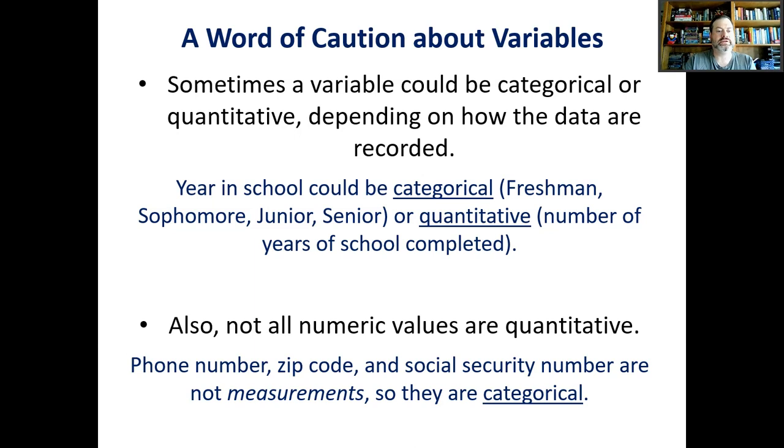And second bullet, not all numeric values are quantitative. You have to be very, very careful about this. It's going to be on the exam. Do not miss it. Phone number, zip code, social security number are not measurements, so they are categorical, right? So quantitative does not mean number. It means measurement. So study that. Don't forget that.